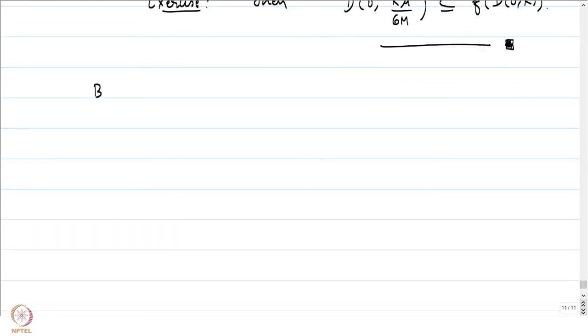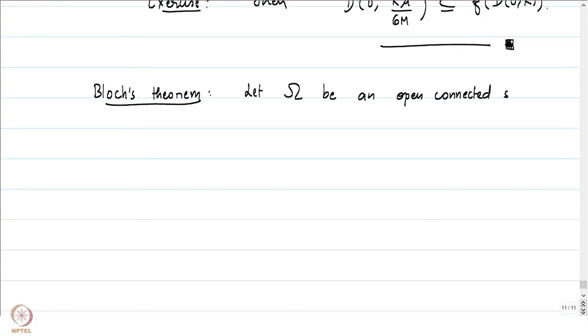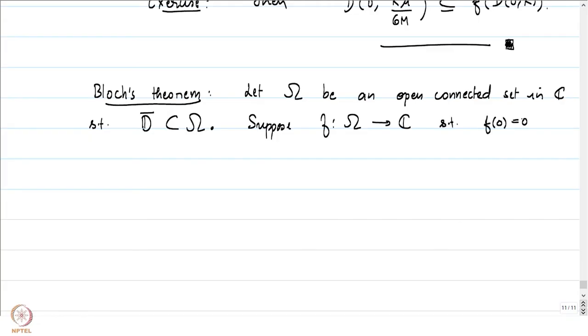The setup is the following. Let me write it down. Let omega be some domain, some open connected set in C which contains the closure of the unit disk, such that D bar is contained in omega. Let me put the containment to be a strict open set. And suppose f is some function from omega to C such that f of 0 is equal to 0 and f prime of 0 is equal to 1.